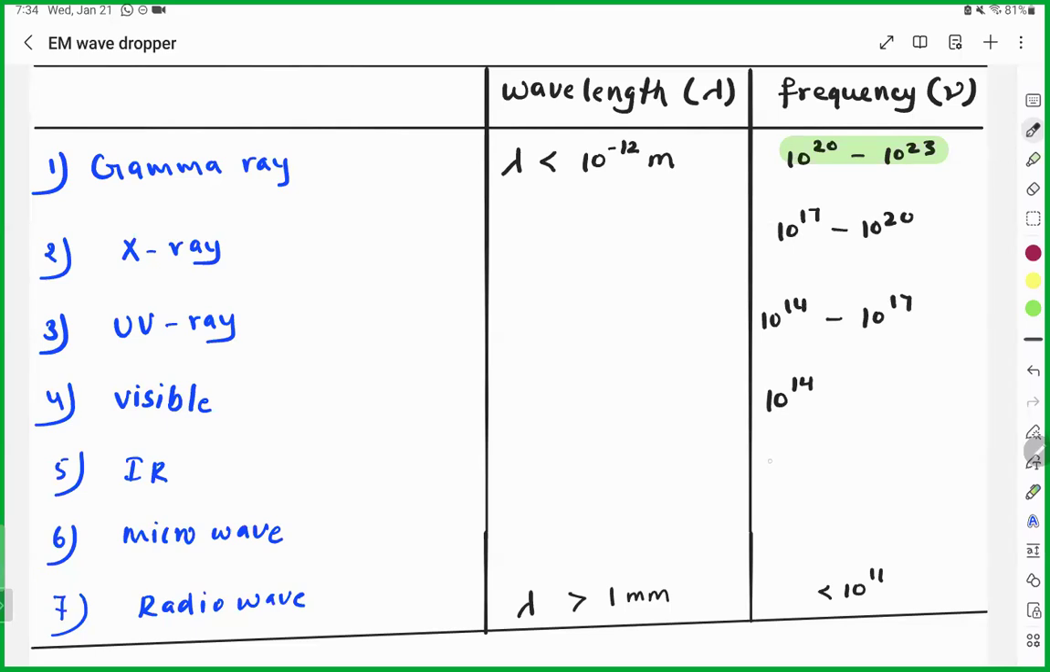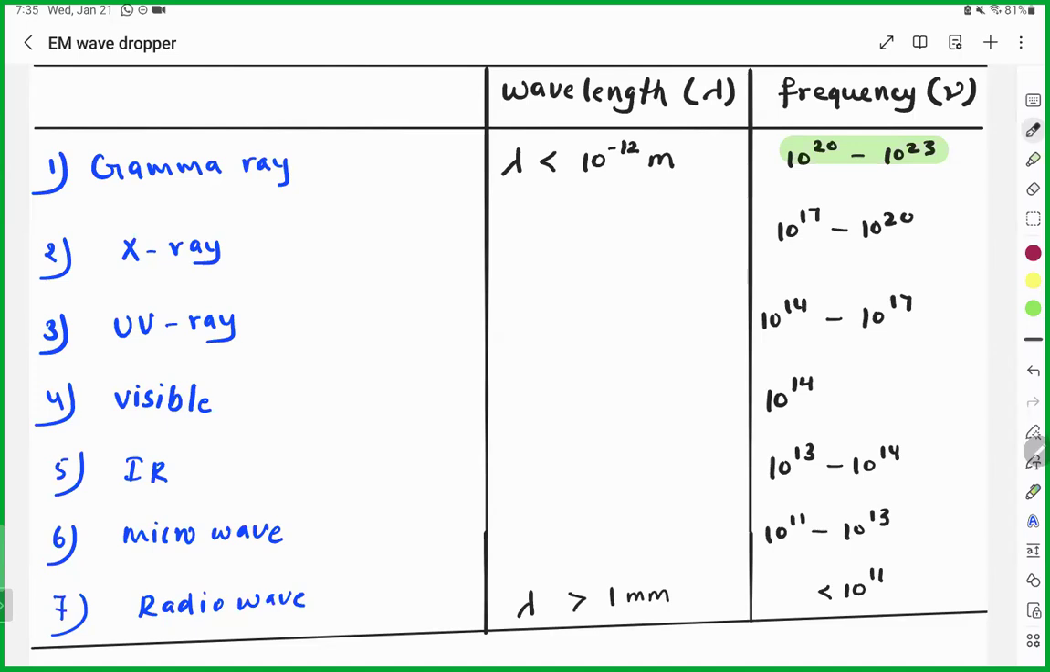Now the reduction will slow down, like 10 raised to power 13 to 14, then 10 raised to power 11 to 10 raised to power 13. Again, the range you have to take is a difference of 2 to 3. So they can ask range, like which one belongs to which. And if they give exactly 10 raised to power 14, it will be difficult for you to tell, because UV, visible, and infrared can all be in the range of 10 raised to power 14.